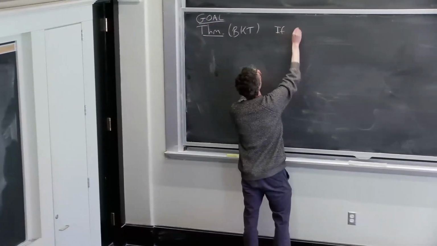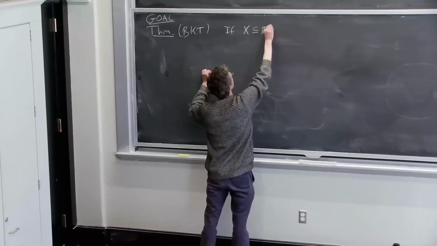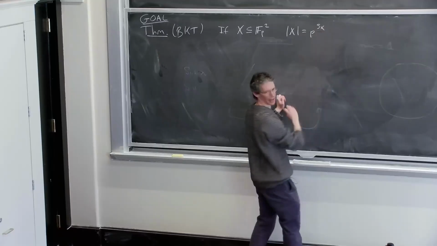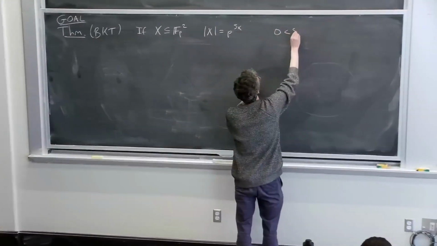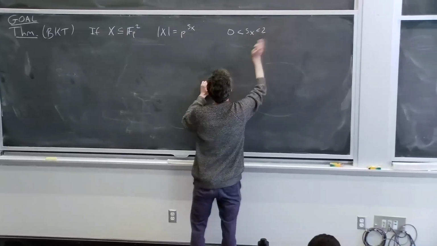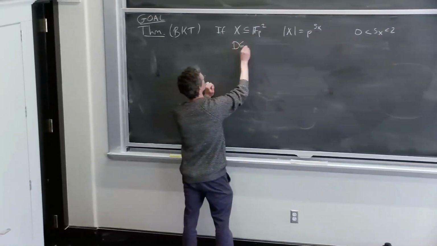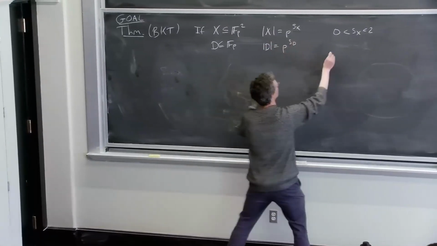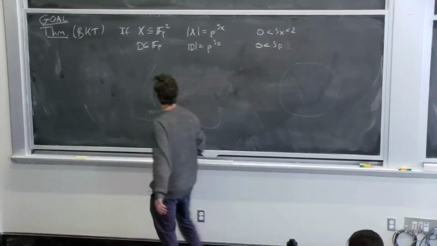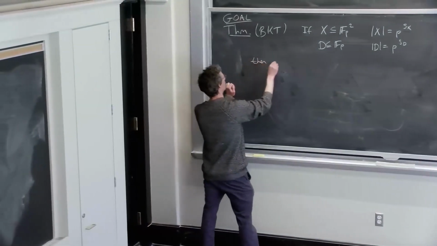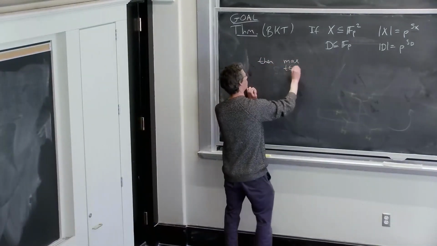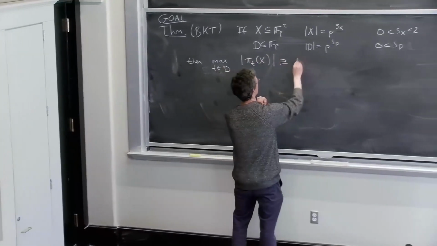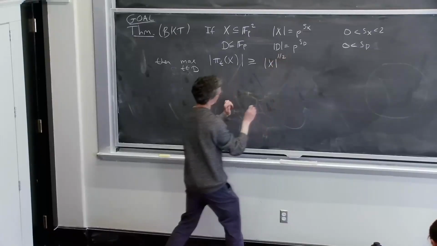It says that if X is a subset of F_p squared, and it has size p to the s_X, you can think of s_X sort of like a dimension. And s_X is in between 0 and 2. So it's not too tiny, and it's not everything. And we have a set of directions in F_p. A set of directions has size p to the s_D, and it's not too tiny. Then, if I take the maximum over all of the directions of the size of the projection in that direction, it's at least the square root of X.